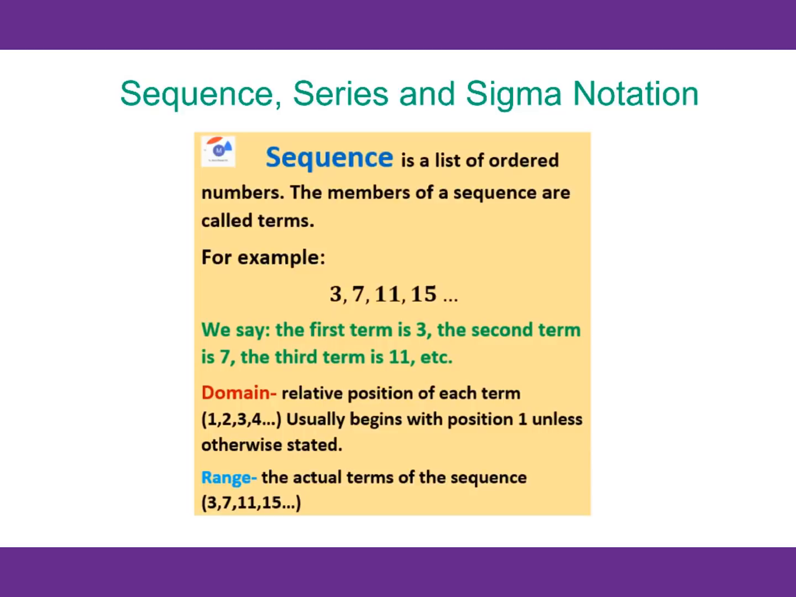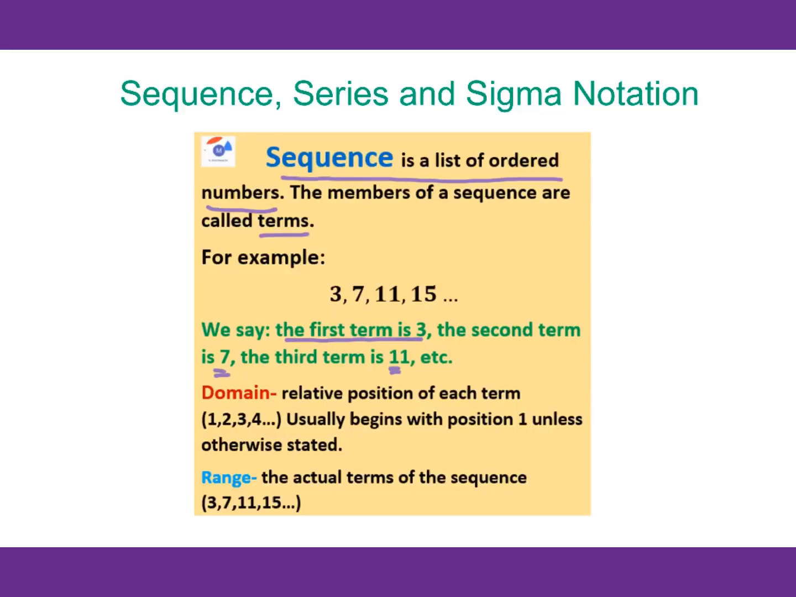This video is about sequence, series, and sigma notation. A sequence is a list of ordered numbers. The members of a sequence are called terms. For example, 3, 7, 11, 15. We see the first term is 3, the second term is 7, the third term is 11, etc.